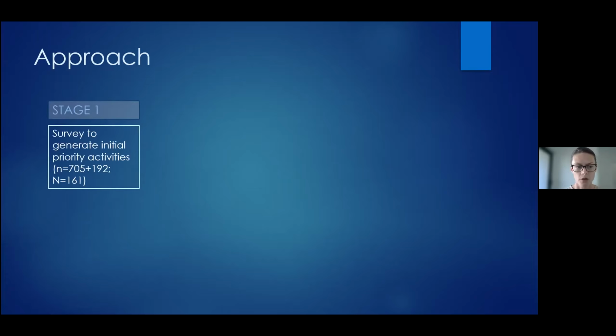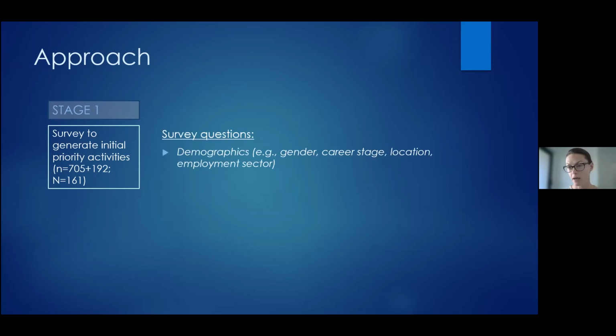So we took an approach that was an adaptation of an existing method that's used for collaborative research priority setting in the literature. So it's an established method, but we modified it to our needs. The first stage of our process was a survey to generate initial priority activities. We sent out a survey to the coastal geoscience and engineering community and asked them to respond to some questions. First of all, some demographics. We asked people about their gender, career stage, location, employment sector, their age, and a few other things like that.